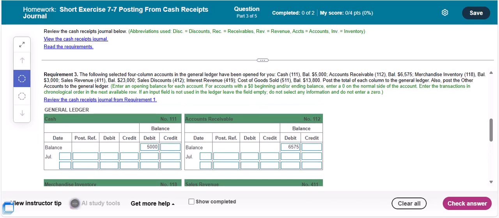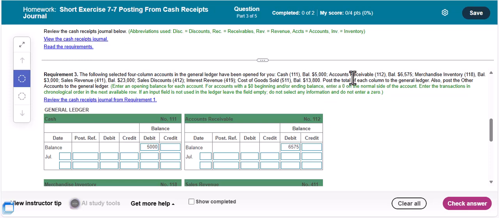So now our task is to post the total of each column to the general ledger. Also post the other accounts to the general ledger. Enter an opening balance for each account. For the accounts with a $0 beginning and ending balance, enter a 0. We have done that on the normal side of the account. Enter the transactions in chronological order in the next available row. If an input field is not used in the ledger, leave the field empty. Do not select any information and do not enter a 0.